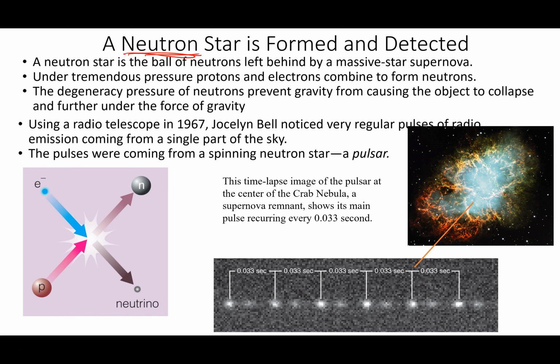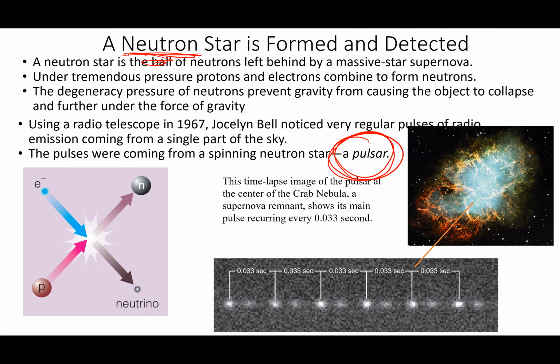I'm not sure how that question's going to go, but a neutron star then sends a signal called a pulsar. So a pulsar is the blip, blip, blip, blip. Okay, maybe that's all.